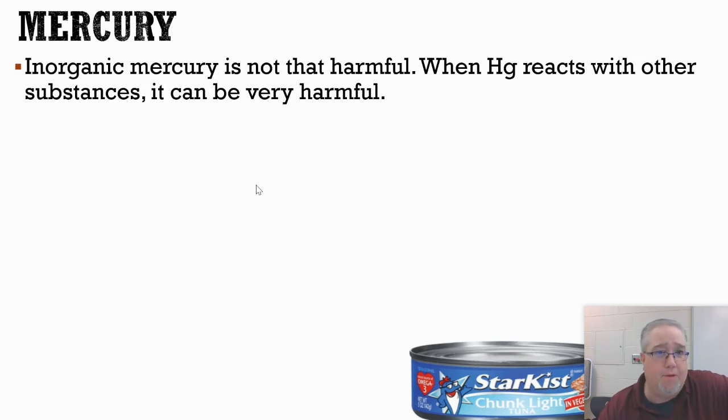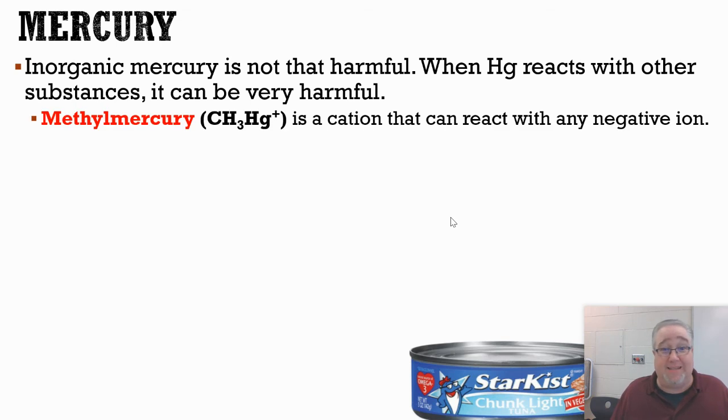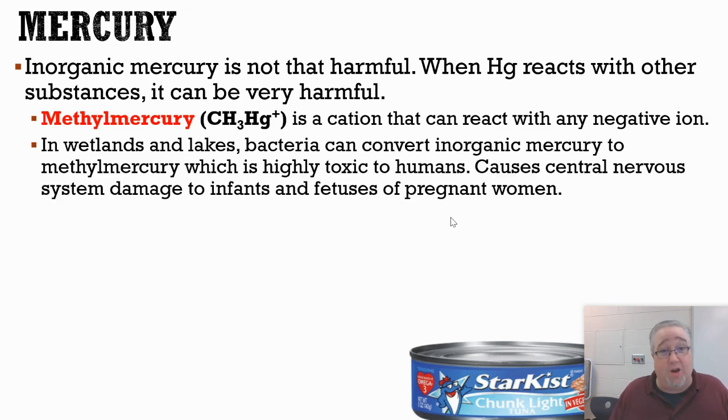Now, the one problem about mercury is inorganic mercury, just kind of like the element mercury, isn't necessarily that harmful. However, when mercury gets into water, what happens is it ends up being converted into something called methyl mercury. Methyl mercury, this is the formula for it. You don't really have to memorize that, but methyl mercury, it's an ion. It's a positive ion, and it can react with any negative ion, things like nitrates and sulfates and phosphates and whatever.